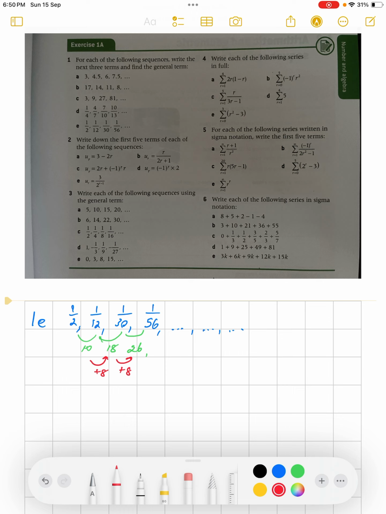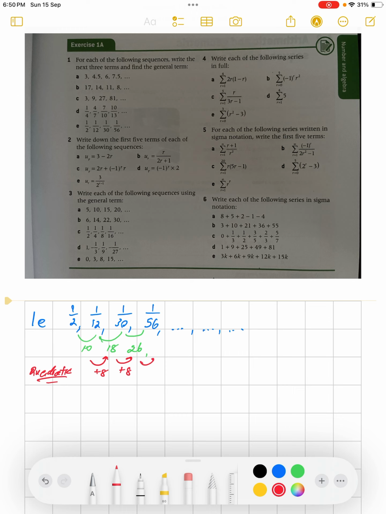Since we get a common number after two differences, we're actually looking at a second degree polynomial, and we know that as a quadratic, not as a linear. So our general term is going to be a quadratic equation. That's going to be very interesting. So let's find the next three terms anyway.